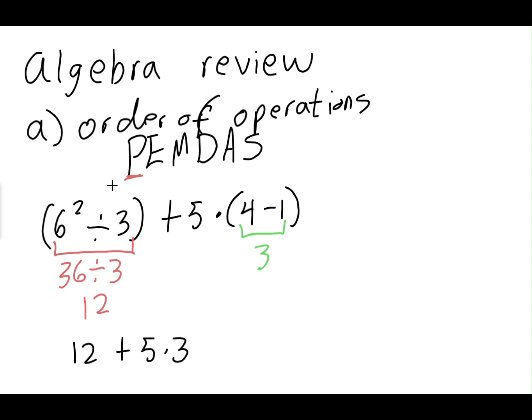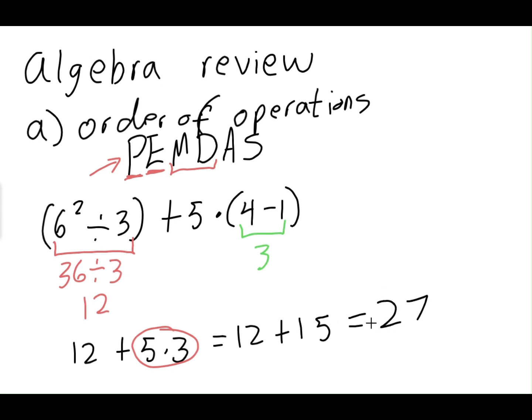We're done with the parenthesis for the first part. We're done with all the exponents. There aren't any left. And then we have multiplication and division to do. So we have this 15, right? 5 times 3 is 15. So we have 12 plus 15. And then we just have our addition left, add those together to get 27. So we end up with 27. So this is my review of PEMDAS, also known as order of operations.